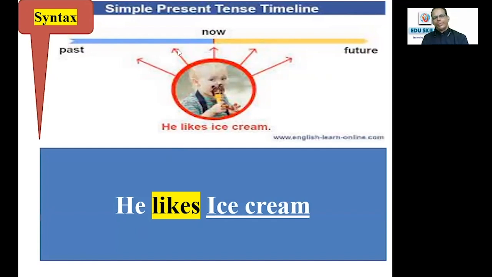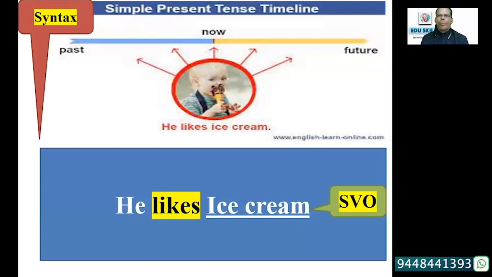Which means he liked it in the past. He likes it now. He likes it even in the near future. So he likes ice cream. It's called subject, verb, object. If you remember the basic sentence structure I taught you, subject is he, likes is the verb, and ice cream is the object. But in all the Indian languages, it is not SVO order, subject, verb, object. It is always subject, object, verb. So it will be transferred.